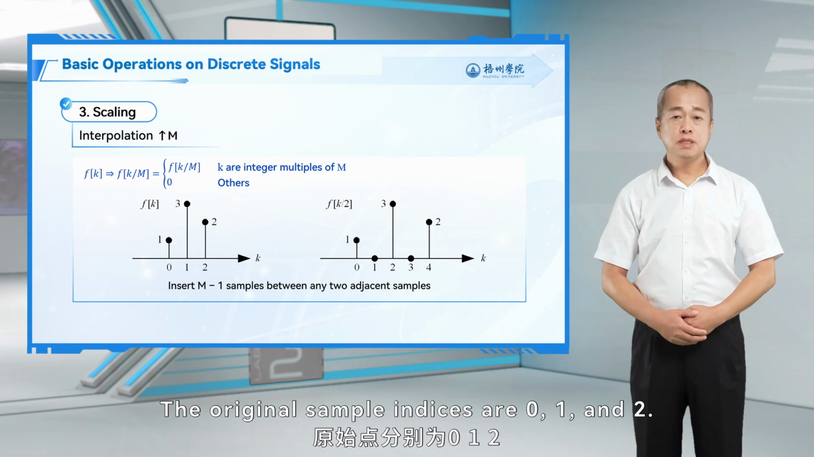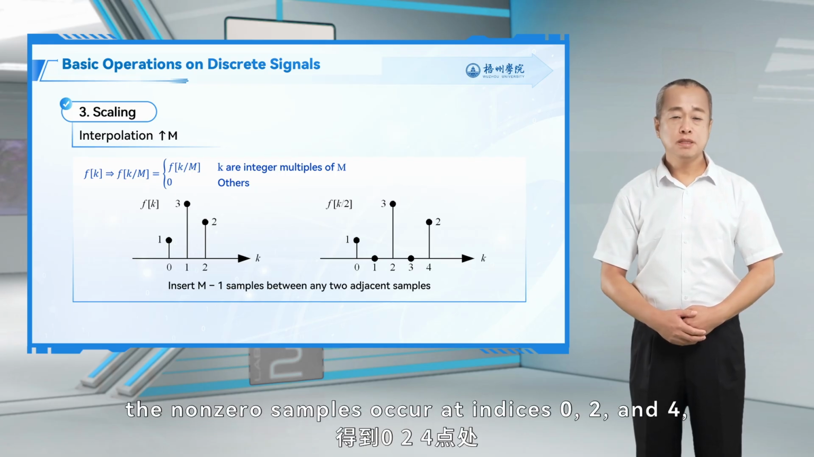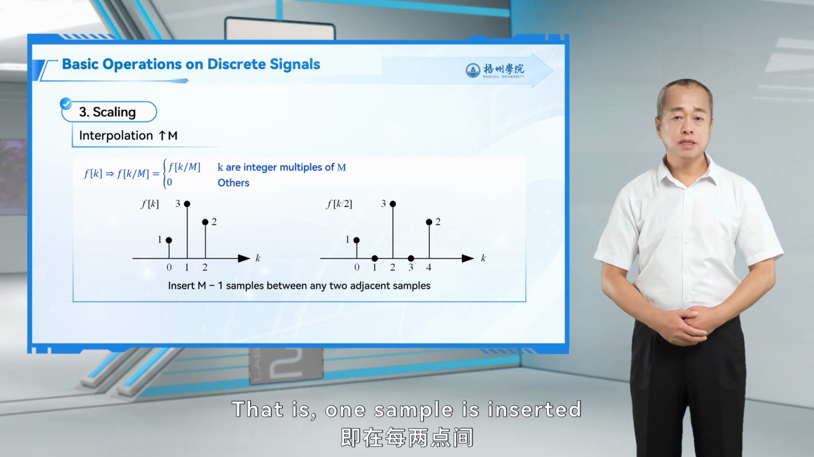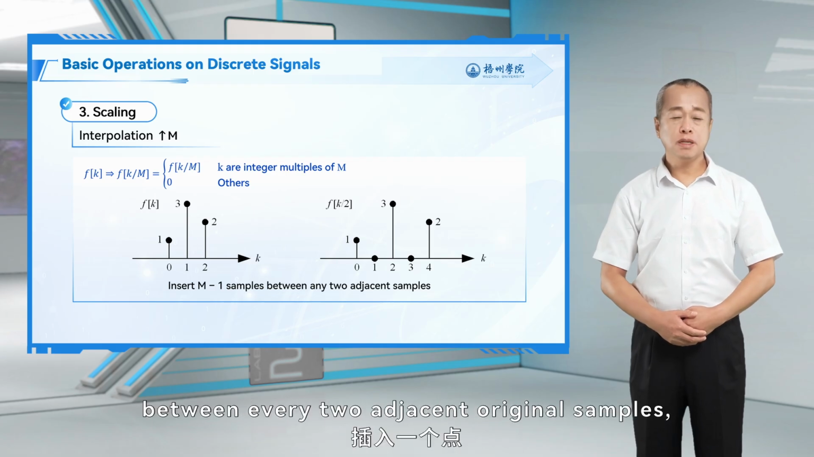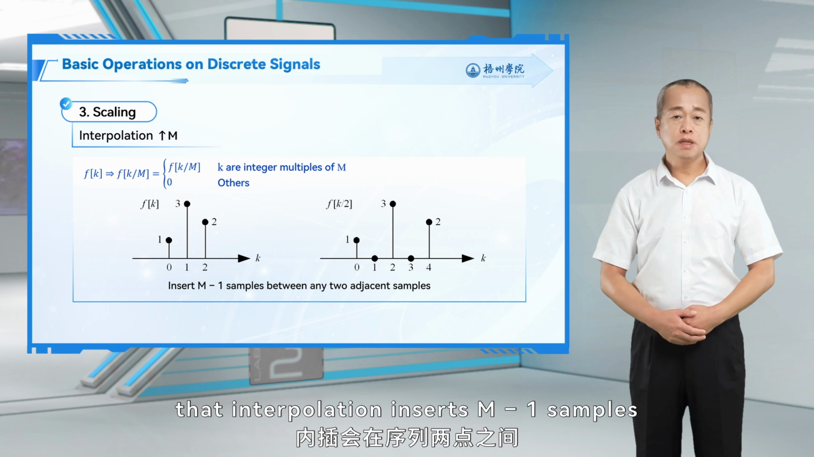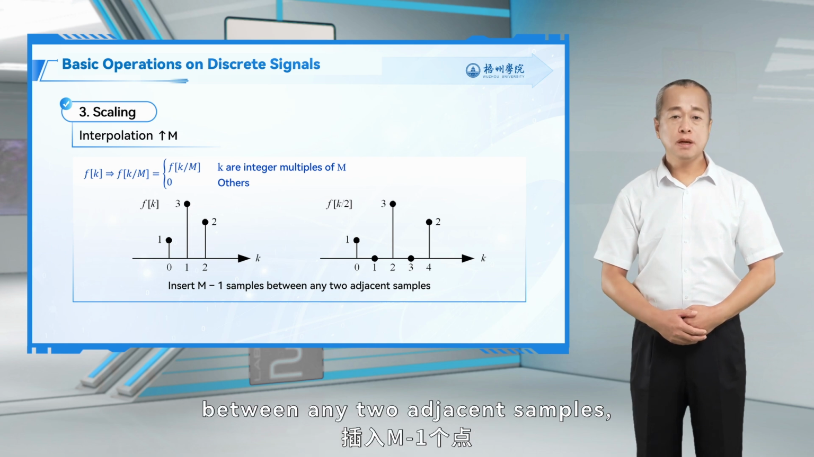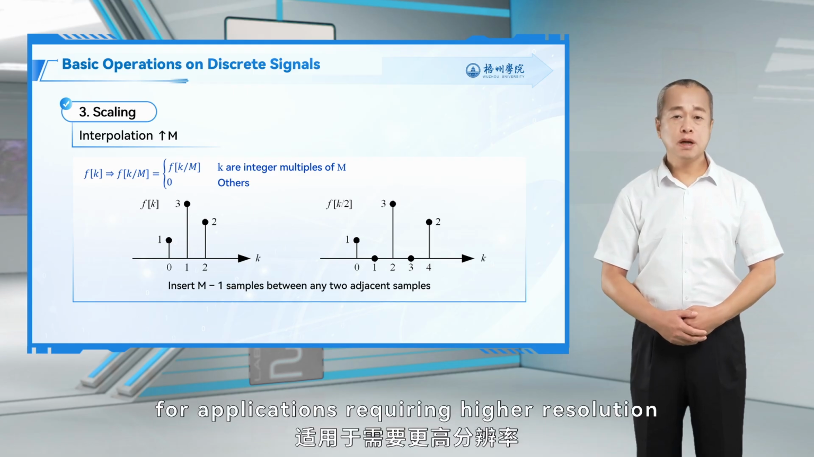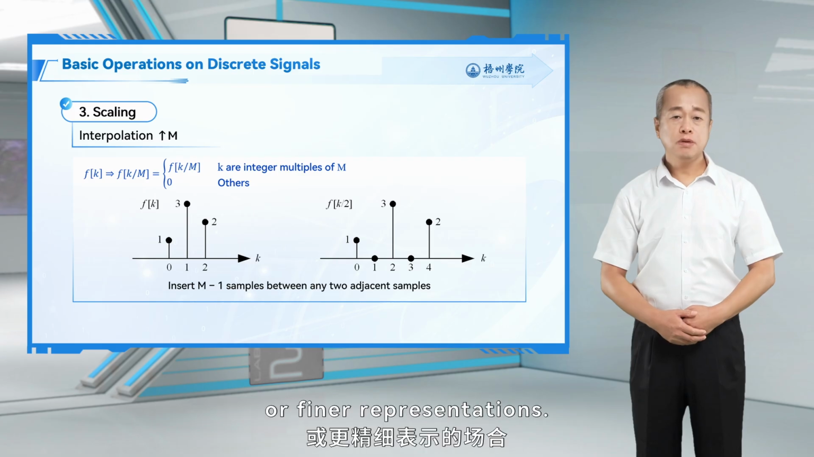The original sample indices are 0, 1, and 2. After scaling, the non-zero samples occur at indices 0, 2, and 4, with all intermediate indices filled with 0. That is, one sample is inserted between every two adjacent original samples, achieving a refined sequence. We can conclude that interpolation inserts m-1 samples between any two adjacent samples, yielding a new, denser sequence suitable for applications requiring higher resolution or finer representations.